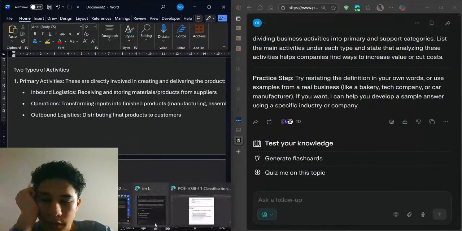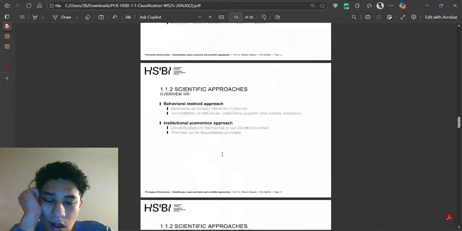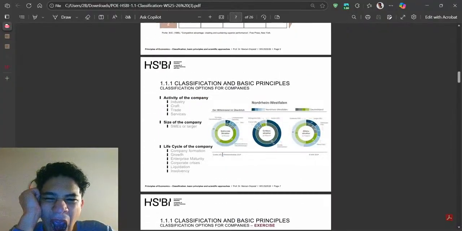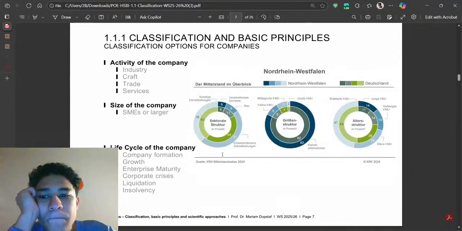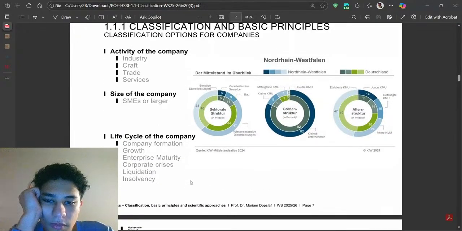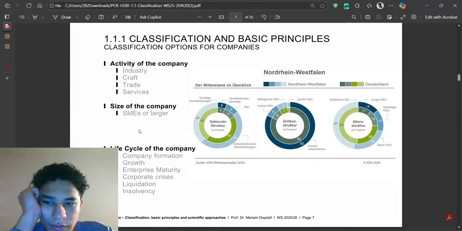Anyway, let's go to the next question. The next thing is basically listing the whole thing: activity of a company, industry, craft, trade, services, size of the company, SMEs or larger, life cycle of a company, company formation, growth, enterprise maturity, corporate crisis, liquidation, and insolvency. So the activity of a company could be an industry, a trade, a service, and SMEs or larger.